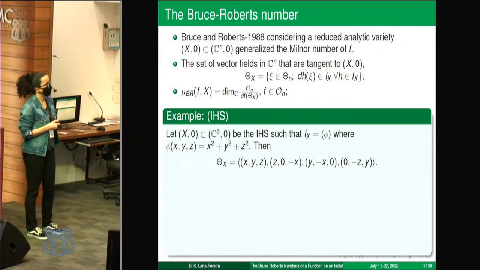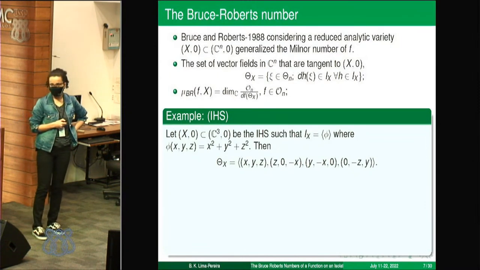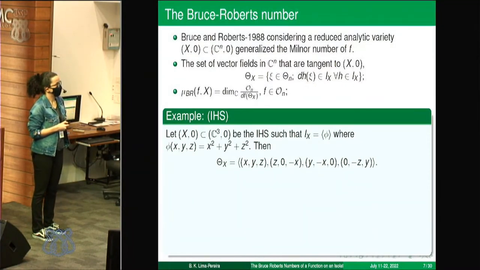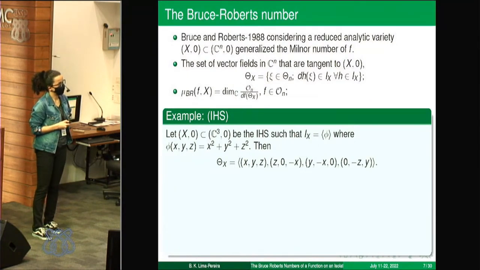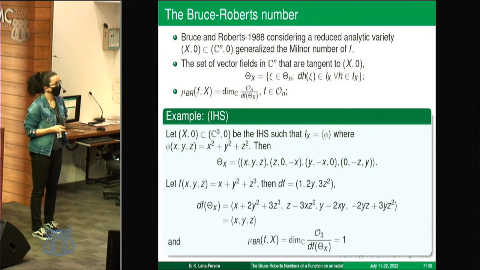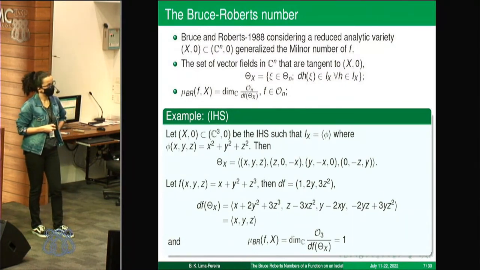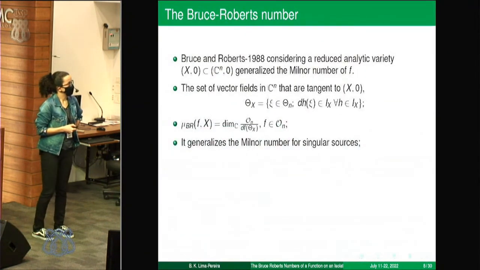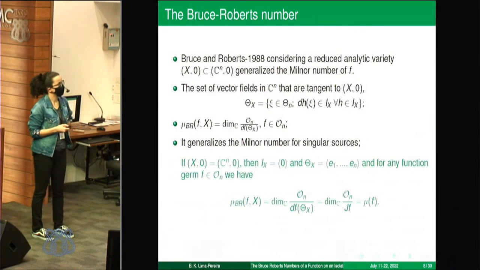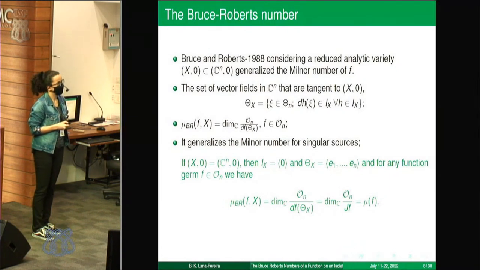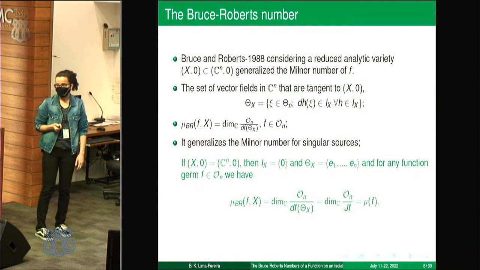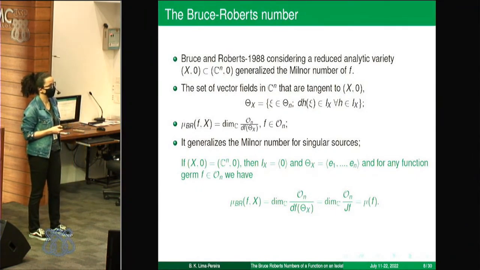So, here we abbreviate ICIS... I mean ISIS means isolated hypersurface singularity. So in this example, we consider the isolated hypersurface singularity determined by this function germ. And we calculated the theta X, in this case, it is generated by these vector fields. Okay. We consider this function germ. So we calculated the ideal df of theta X. And in this case, the Bruce-Roberts number of f with respect to X is equal to 1. Okay. Well, this number generalizes the Milnor number for a singular source, because if we consider the set X equal to C^n, we have that this ideal I_X is equal to the zero ideal. So in this case, theta X is equal to theta n, and we have the equality between these numbers, the Bruce-Roberts number and the Milnor number of f.